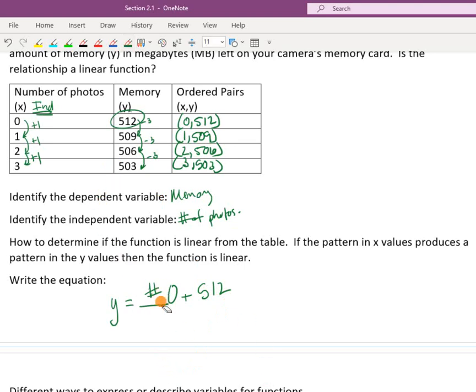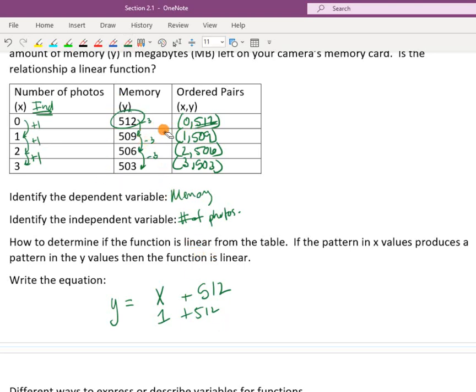So now here's my question. If I put a variable of x in here and I plug in 0, does it give me 512? So far I've got 0 in here, plus 512. Does that give me 512? Yes, it does. So that's good so far. But now when I put 1 in for x and then add 512, does that give me 509? It doesn't. What I need to do is get this to subtract 3 from it.